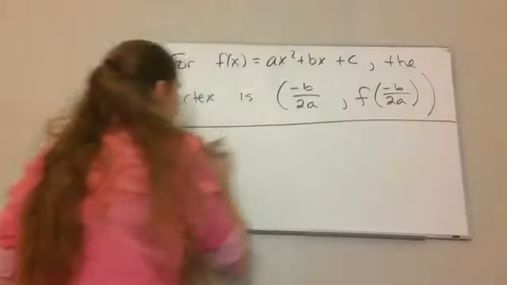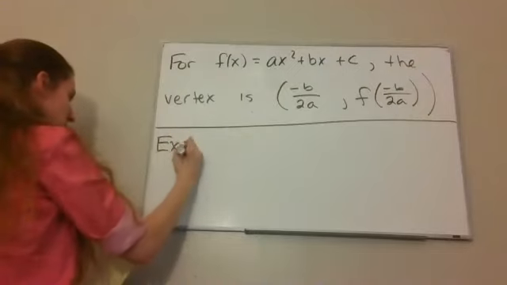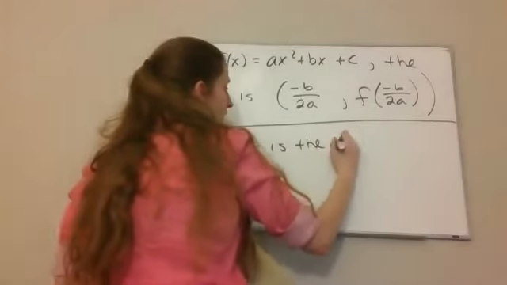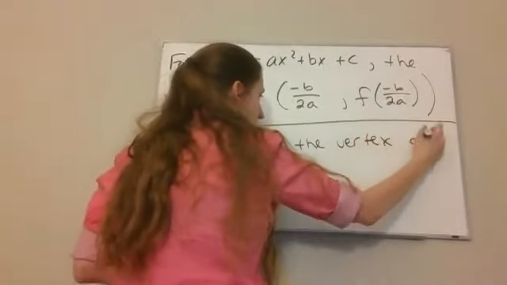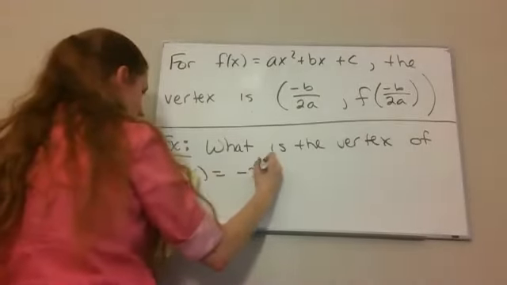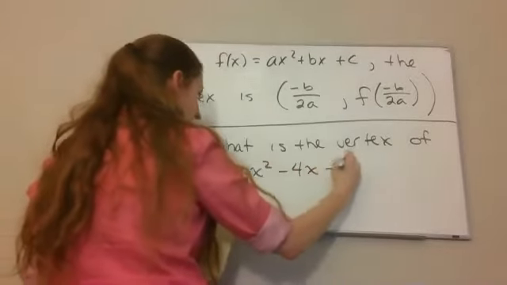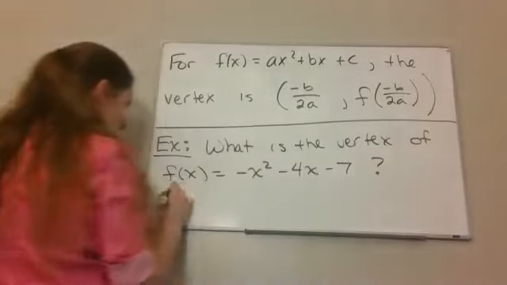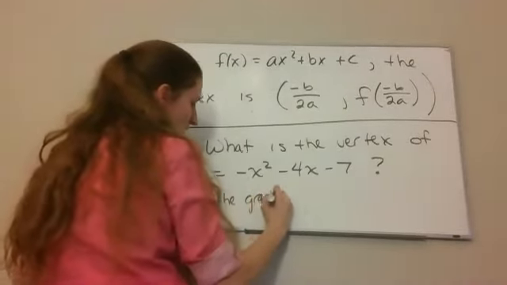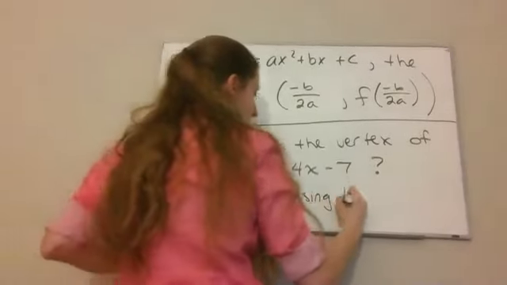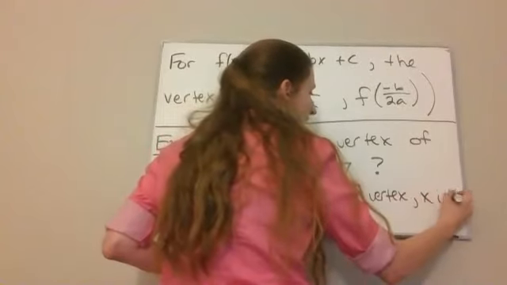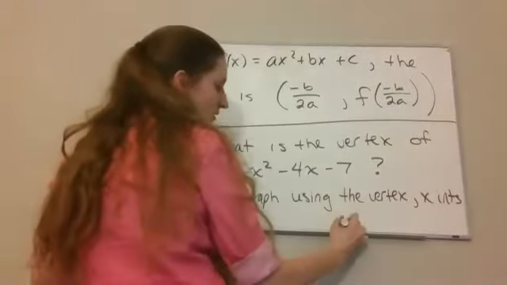So, for example, what is the vertex of f(x) = -x² - 4x - 7? And then sketch the graph using the vertex, x-intercepts, and y-intercept.